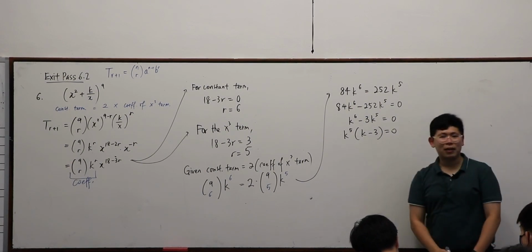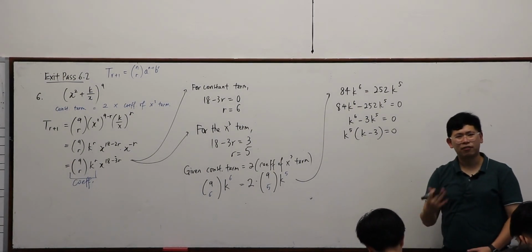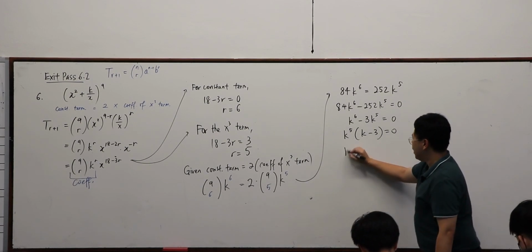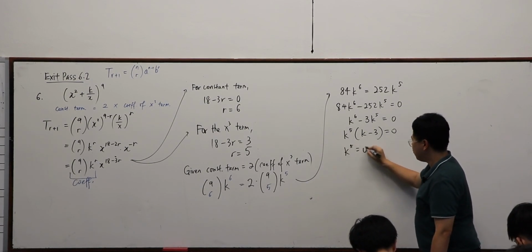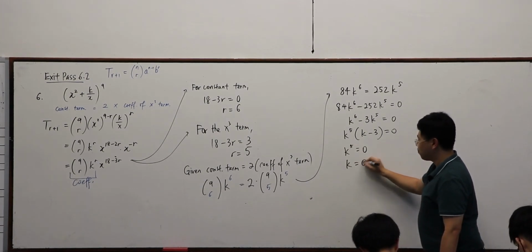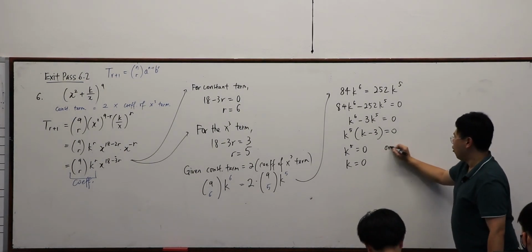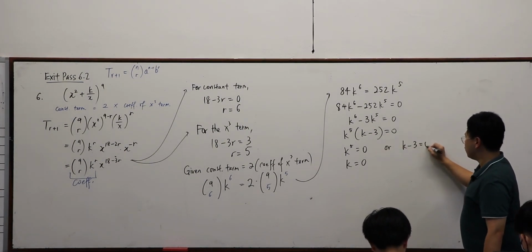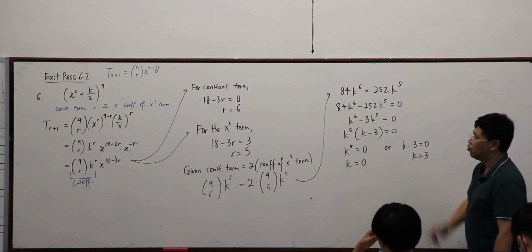Okay, so now it becomes like a quadratic equation, that kind of thing, or a cubic equation. So k to the power of 5 equals 0, so k equals 0. Or k minus 3 equals 0, so k equals 3.